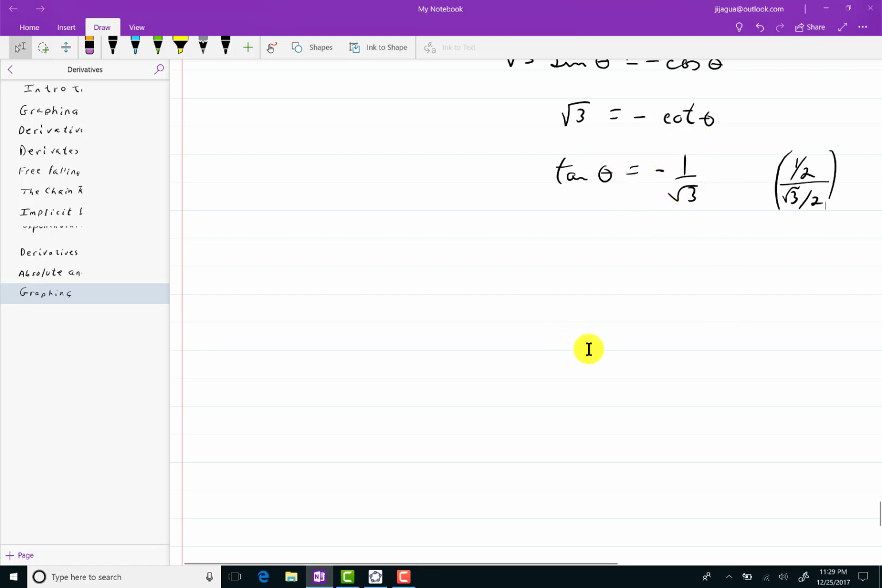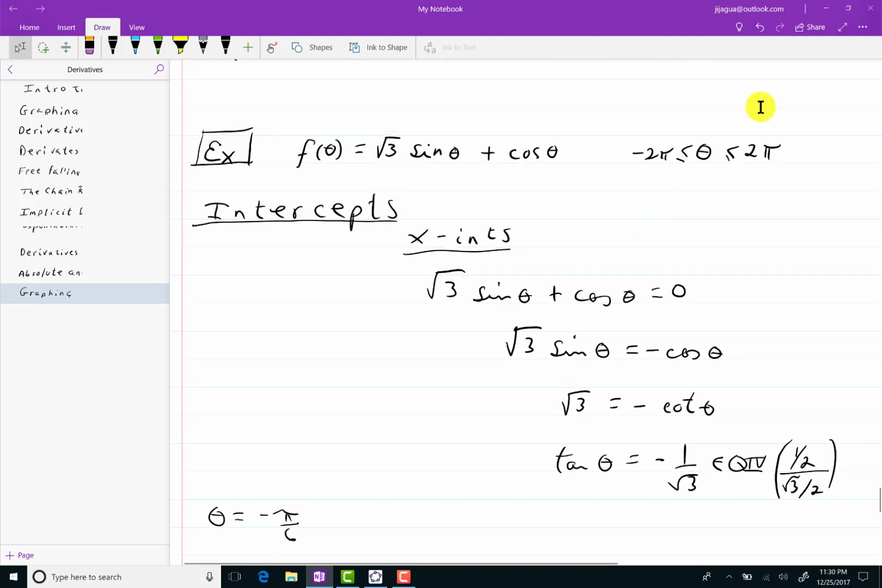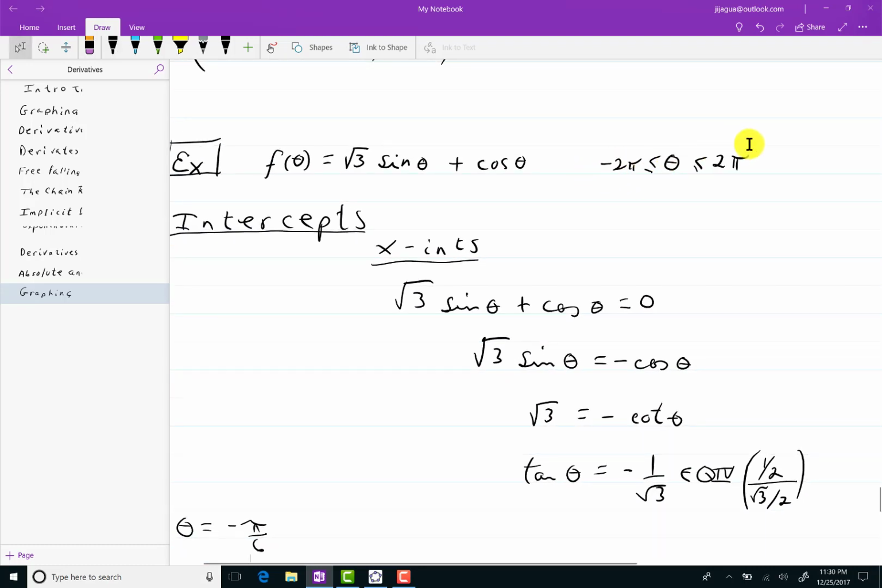Let me put that in here. It's in Q4. Since it's in the fourth quadrant, I have the same kind of thing going on, except sine is negative in the fourth quadrant. So instead of pi over 6, this is going to be negative pi over 6. Now, there's a bunch of answers besides just that one, because we have to go all the way from negative 2 pi to 2 pi.